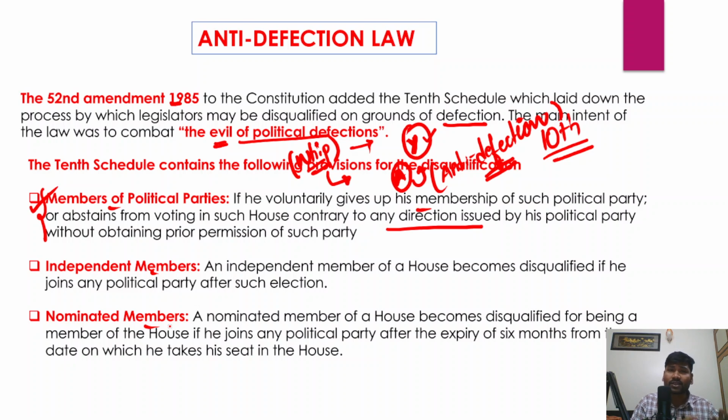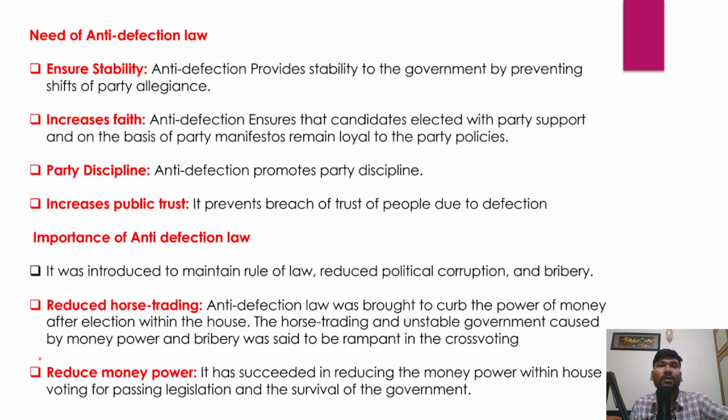A nominated member can be disqualified if he joins any political party after 6 months of his nomination as a member of a state legislature or the parliament. It clearly mentions that if the nominated member joins any political party after the expiry of 6 months from the date on which he takes his seat in the house, the nominated member will also be disqualified from being a member of either the state legislature or the parliament.